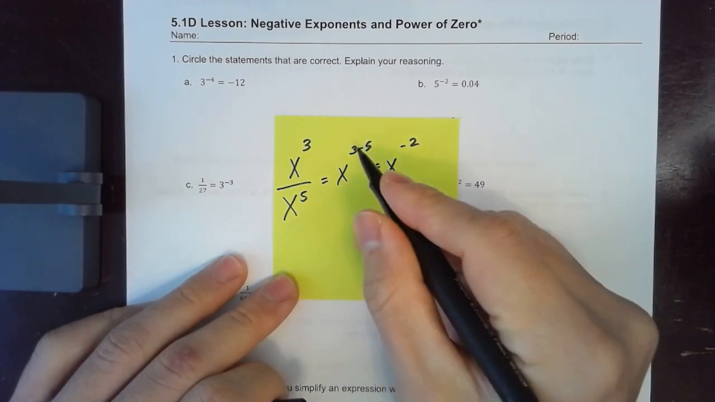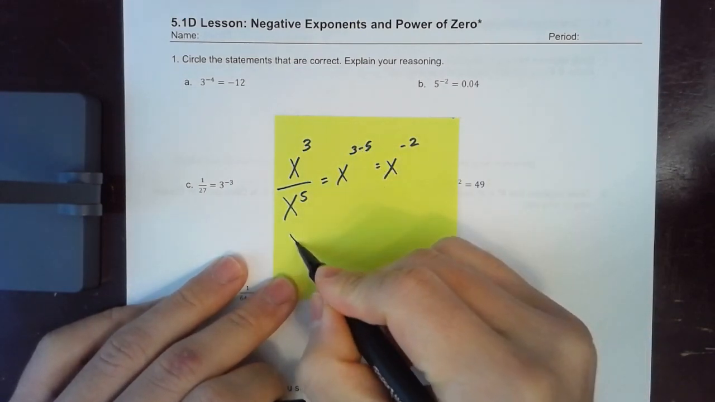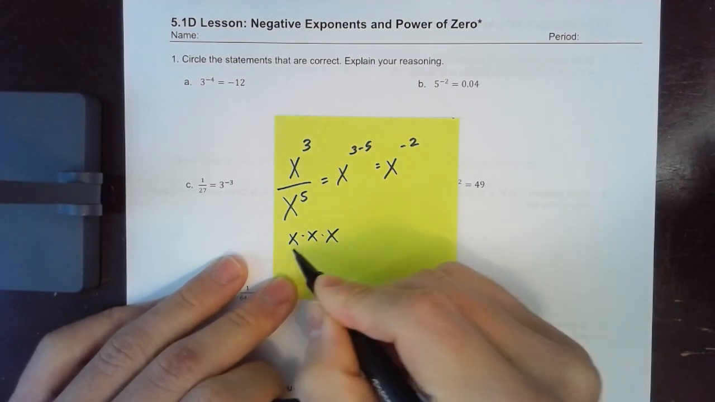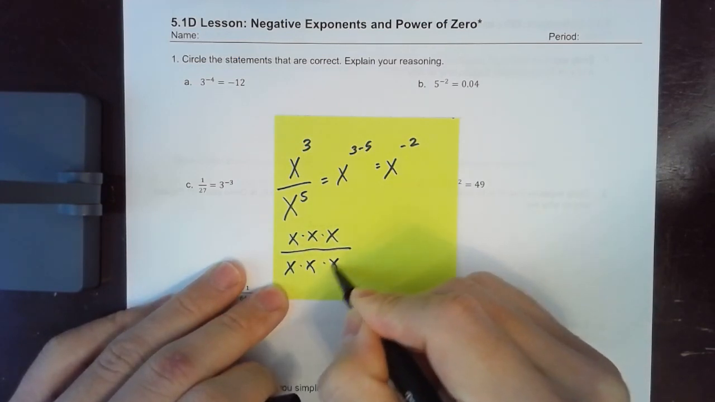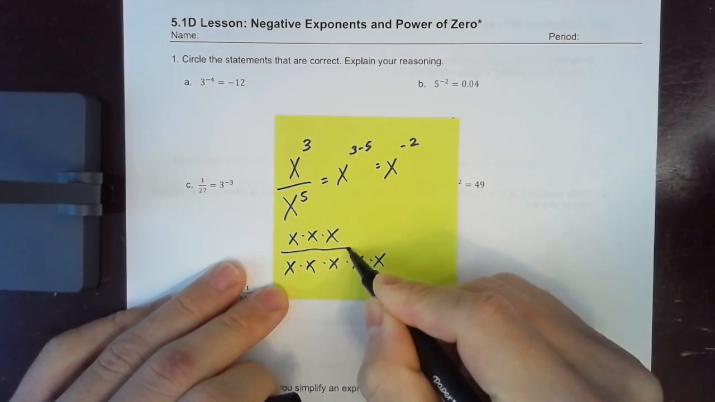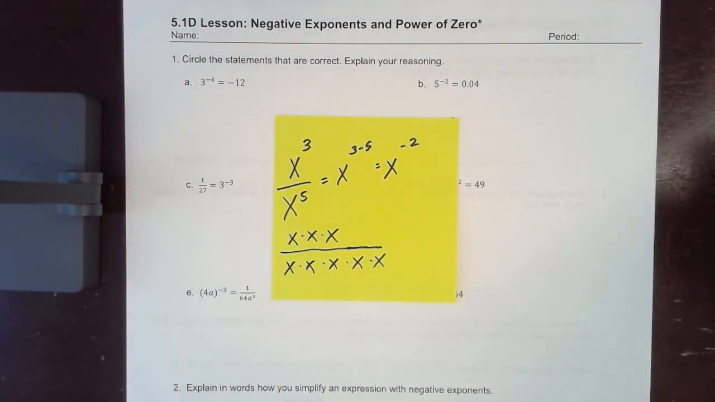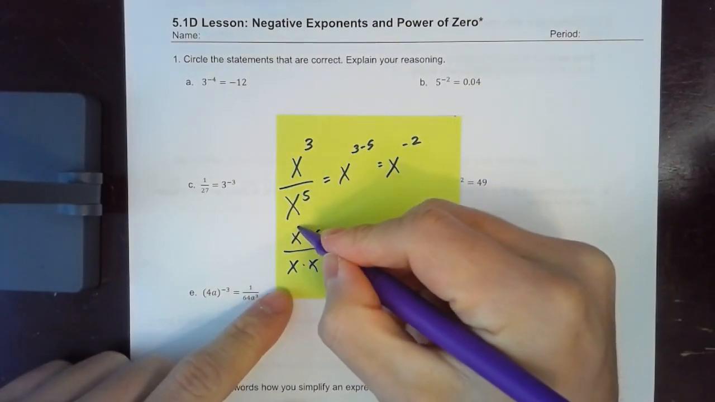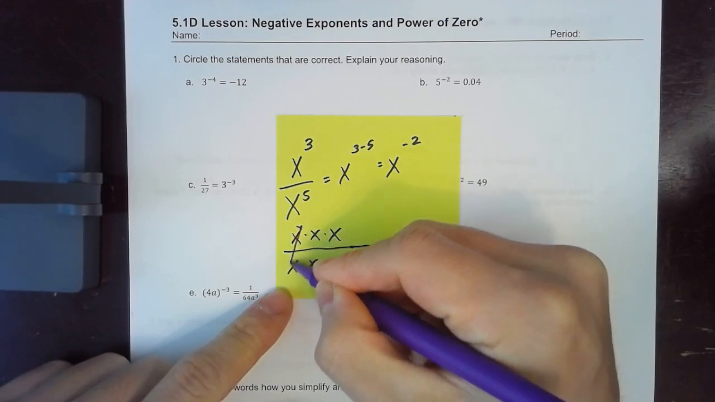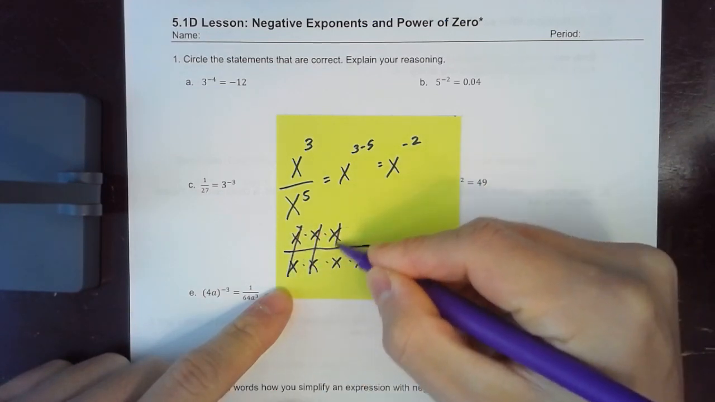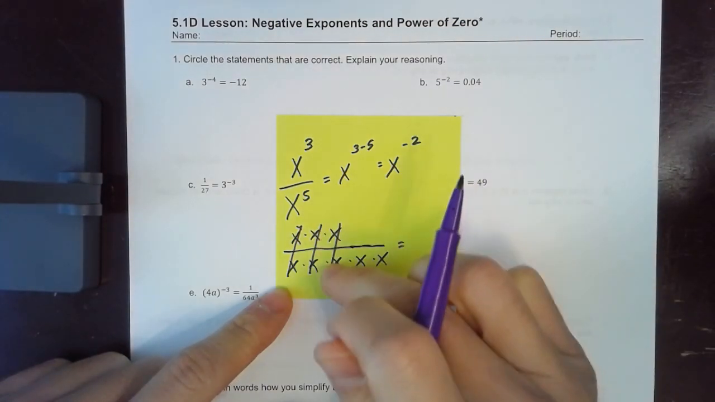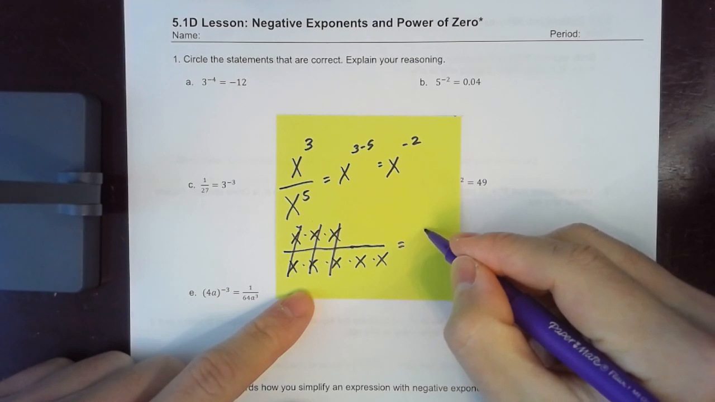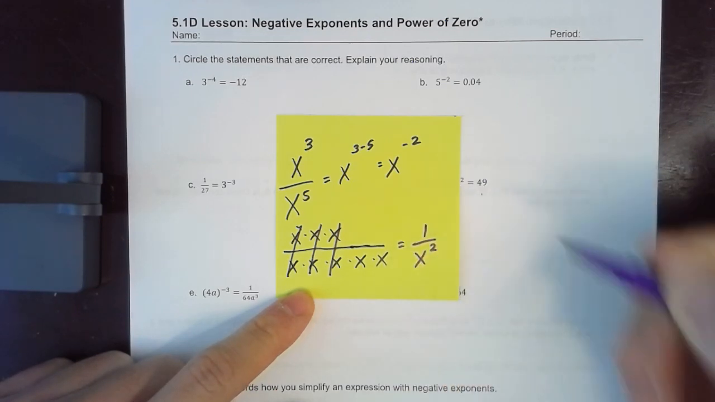Instead of subtracting the exponents, what if I just wrote x cubed like this, expanded it, and then showed x to the fifth like this? Then you would be able to see that each x on top would cancel with one x on the bottom. You would cancel and you would cancel. So the result of this process would give me 1 over x squared.